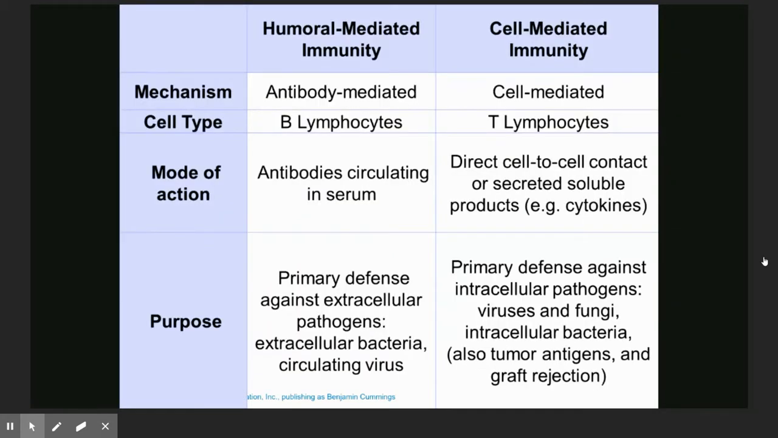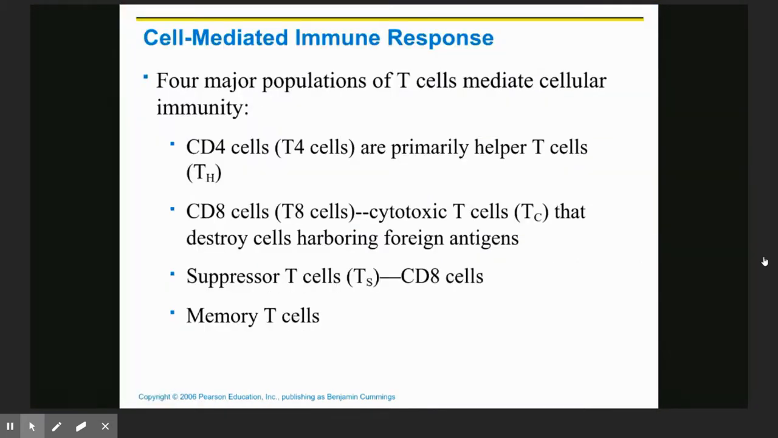Remember, B cells are going to make antibodies, and this is all about extracellular stuff. T cells are direct cell-to-cell contact. They're going to destroy a cell, and so it's going to be destroying pathogens that are hiding inside cells. Again, there's only one type of B cell, but there are 4 major types of T cells.